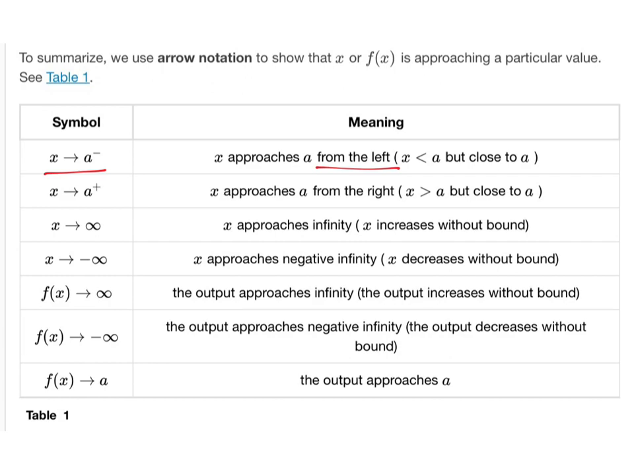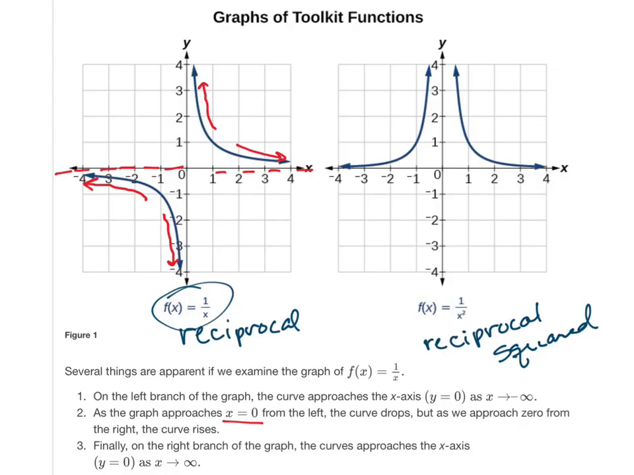Does that make sense? Okay, so I'm going to go back to the picture before. This is what I'm saying. So right here, this is I'm approaching 0 from what direction? From which side of 0? This is coming in from the left. Can you tell? Because I'm coming from the left of 0.